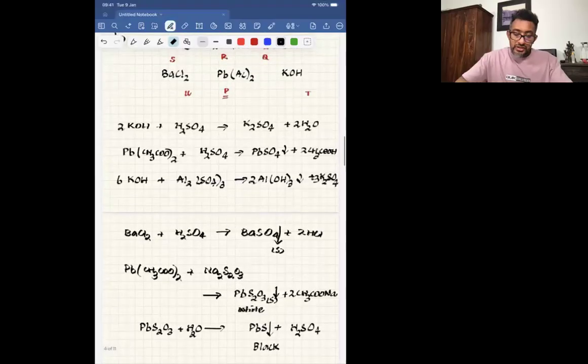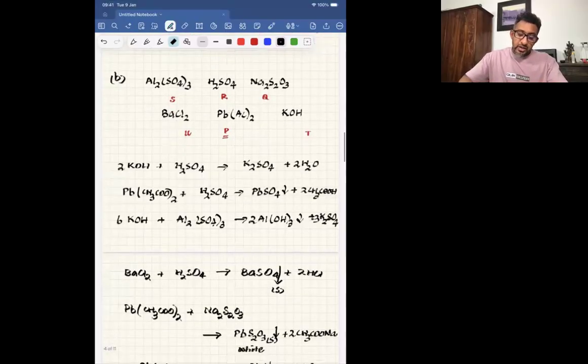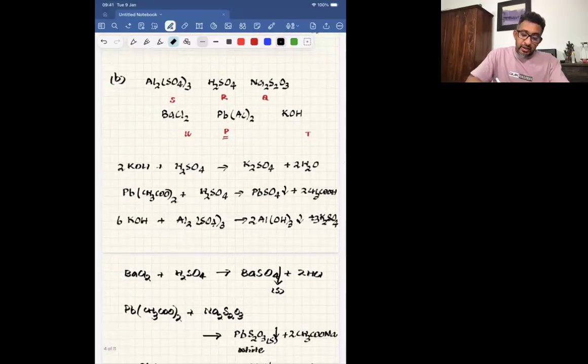Can we interchange T and S? Very well, I don't think it will give a reaction, because when you have aluminium sulfate and sulfuric acid, you don't have reactions. So you can't interchange it. There should be a reaction. This is a reaction. Right? That's what you get. What are your thoughts on that?